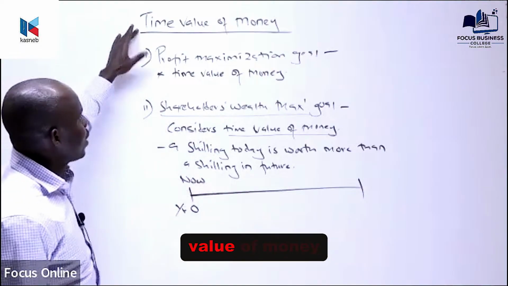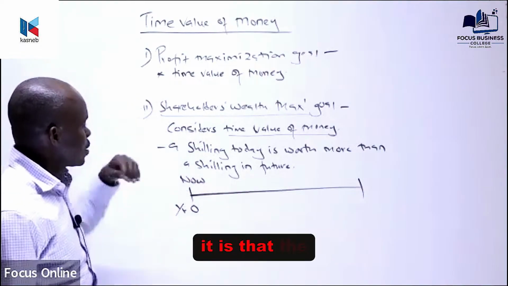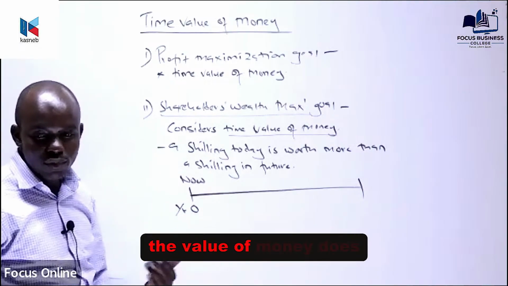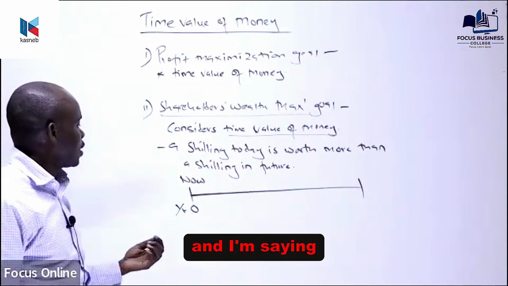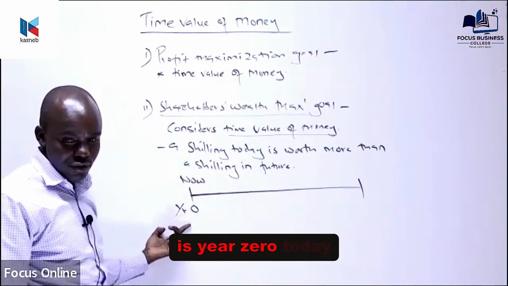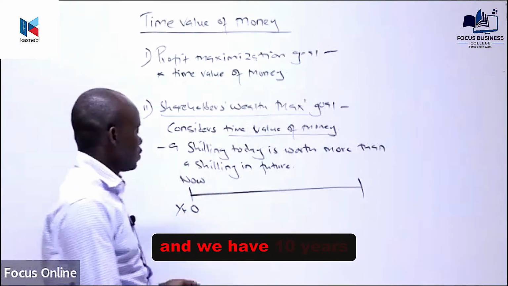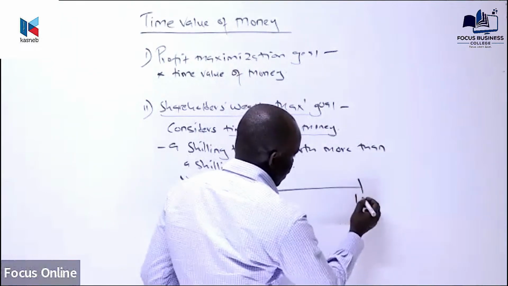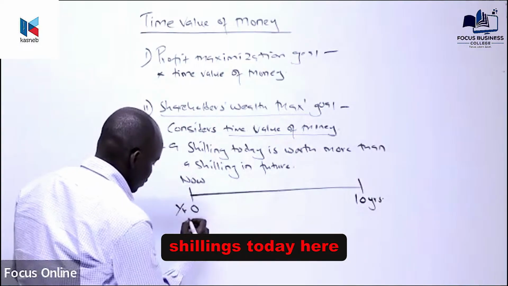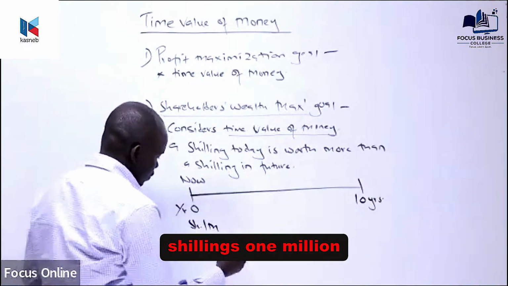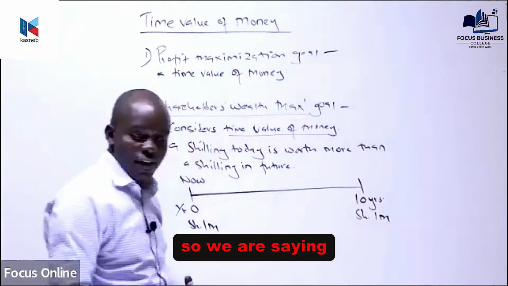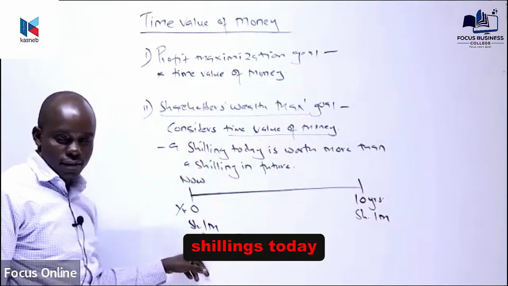So we have said time value of money is the fact that over time, the value of money changes. The value of money does not remain the same. Assuming here that year 0 is today, and we have 10 years to come. So we have 1 million shillings today here, and here we have 1 million shillings. So we're saying the value of 1 million shillings today.